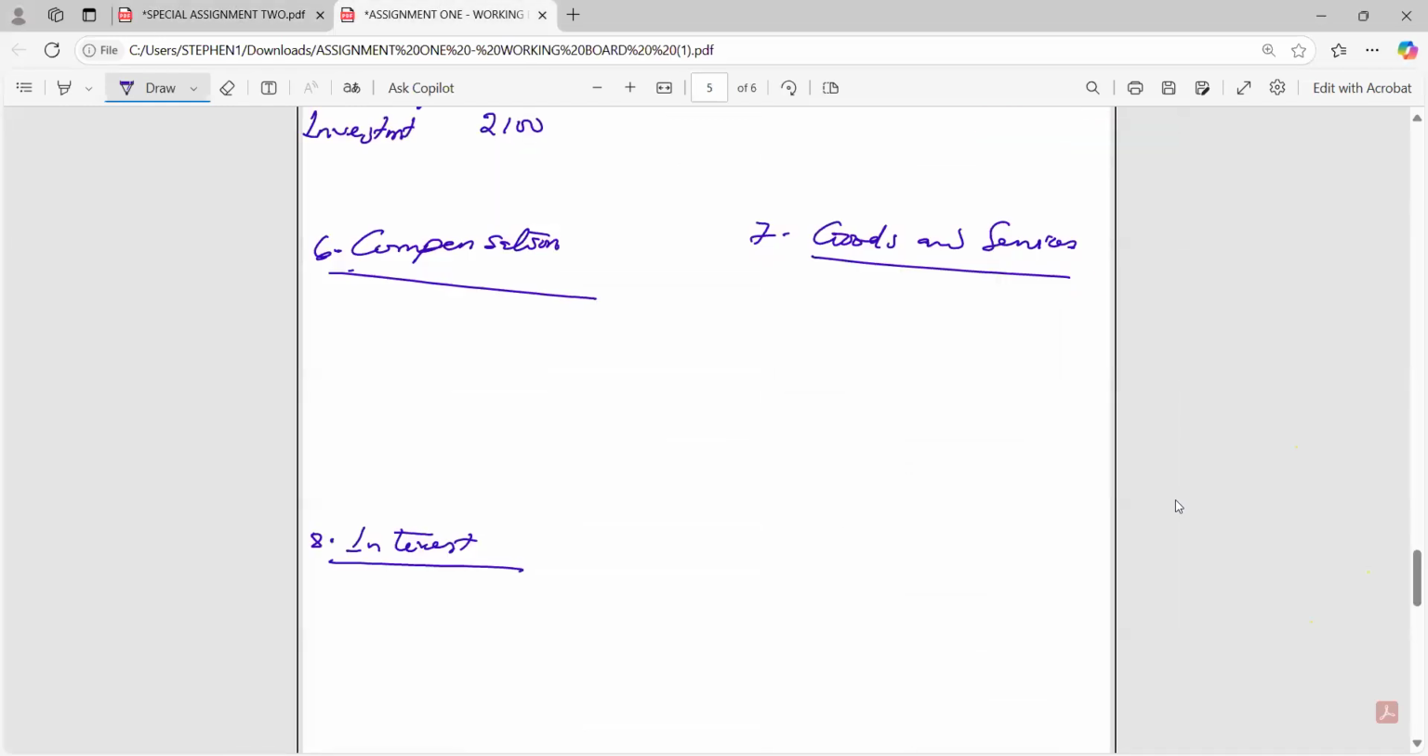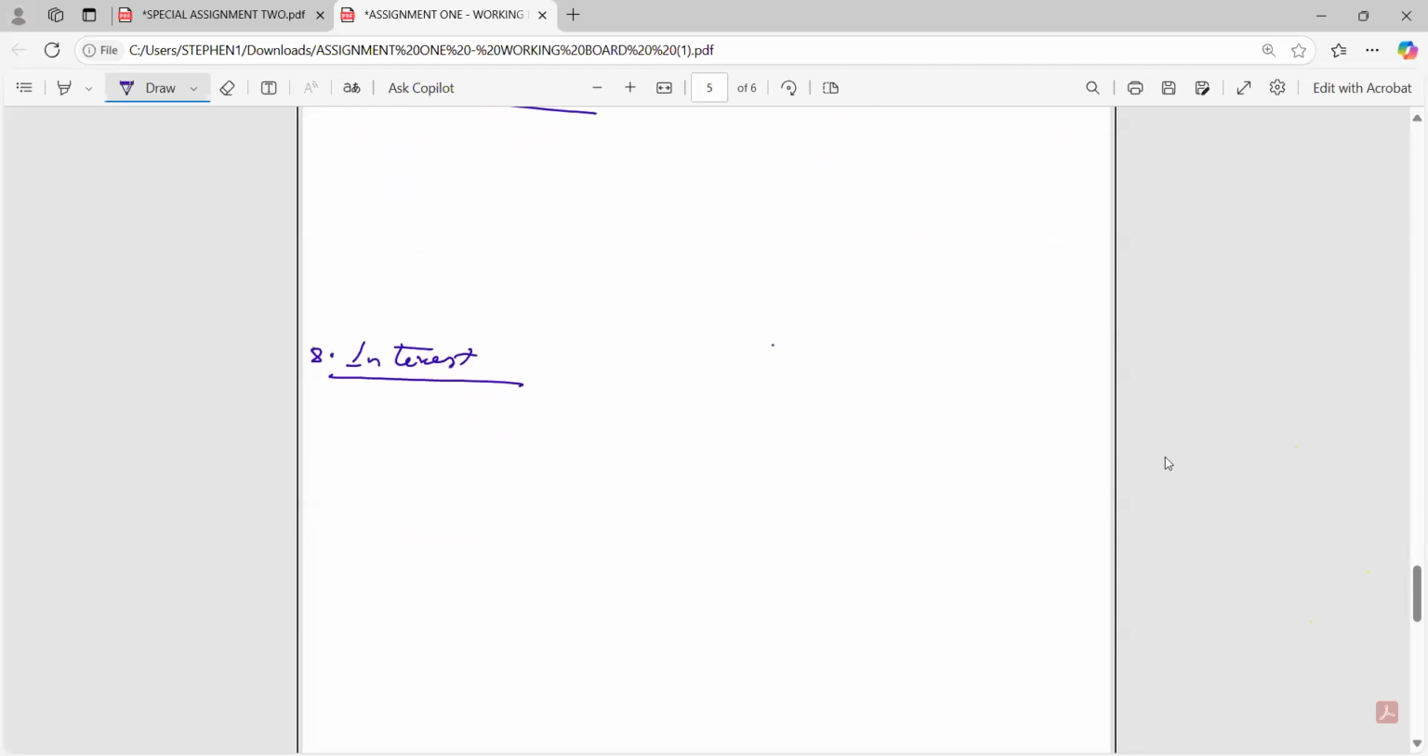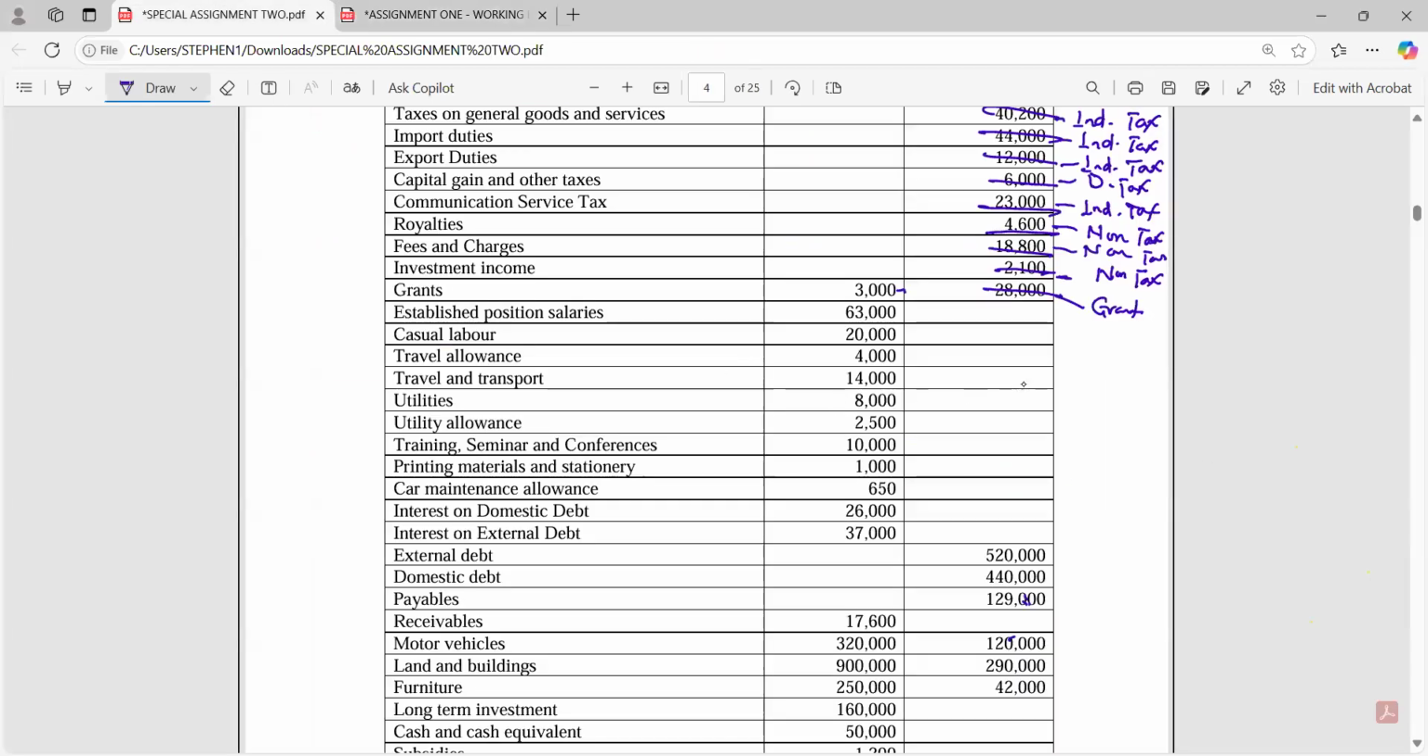So come and write. Goods and services is always a lot, so please make sure you leave substantial space. So 9, grant expenditure. I want to know it is expenditure grant. Balance brought down, 3,000. Can you see that? Good. I have established post.